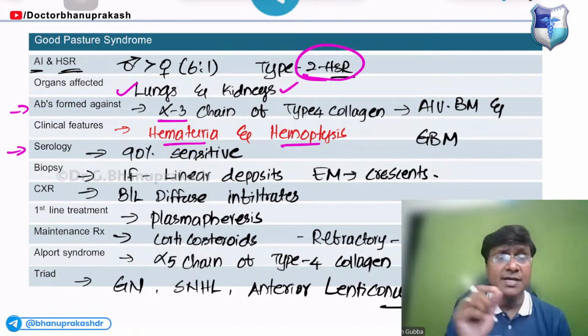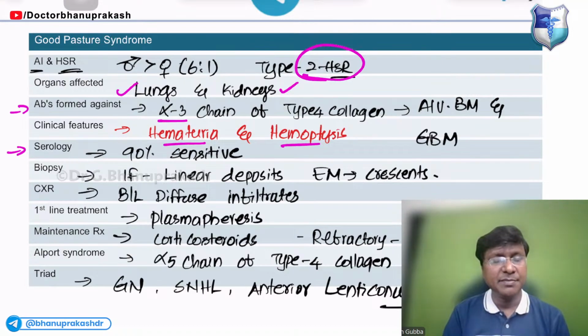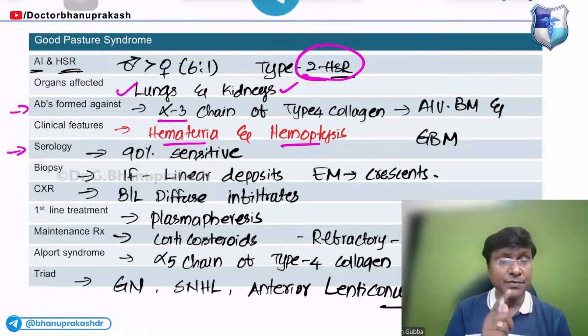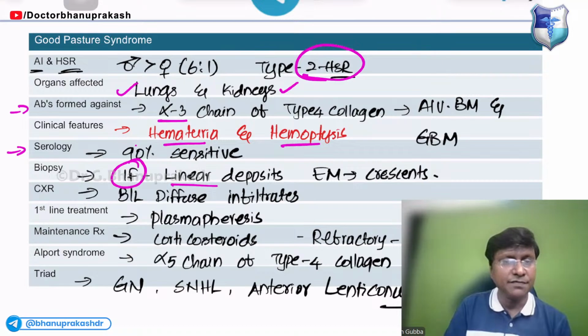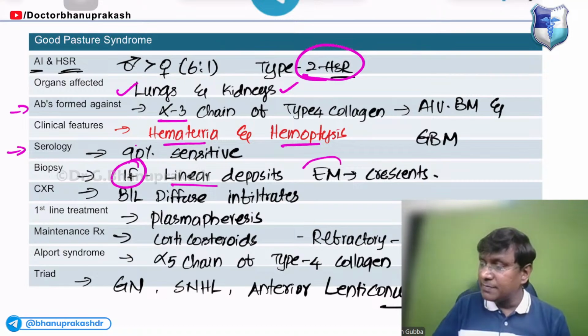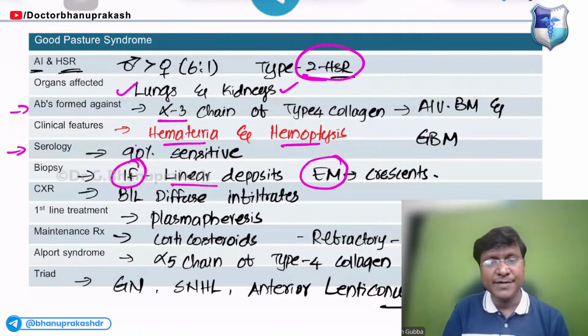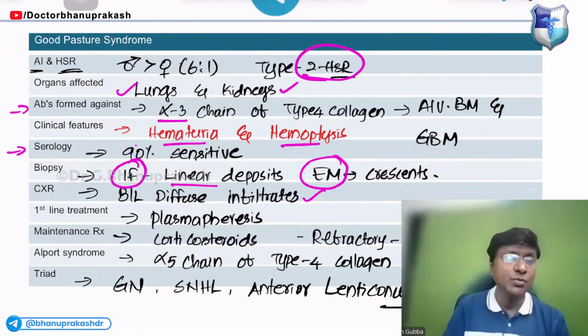But the anti-glomerular basement membrane antibody is present in only 90% of individuals. If you take the biopsy, immunofluorescence will show you the presence of linear deposits of the antibody, and electron microscopy will show you the presence of crescents. Chest X-ray will show diffuse infiltrates because there is also lung involvement in these individuals. The first line treatment here will be plasmapheresis.